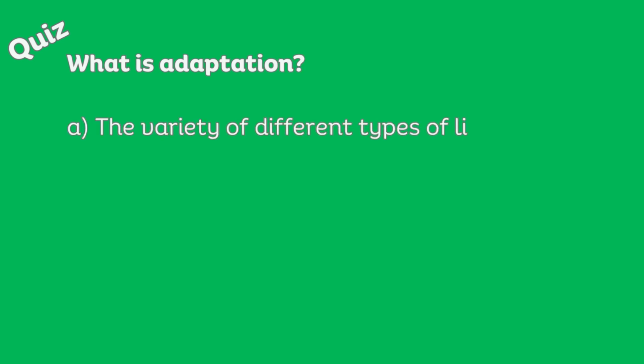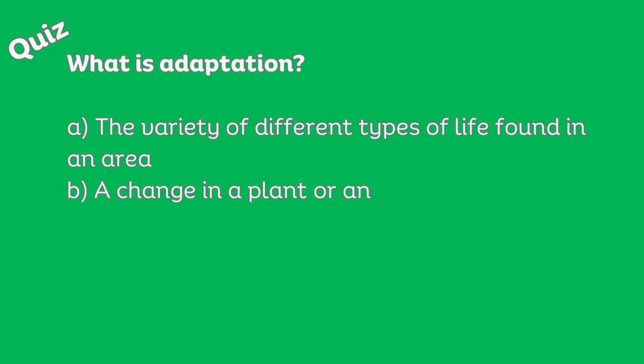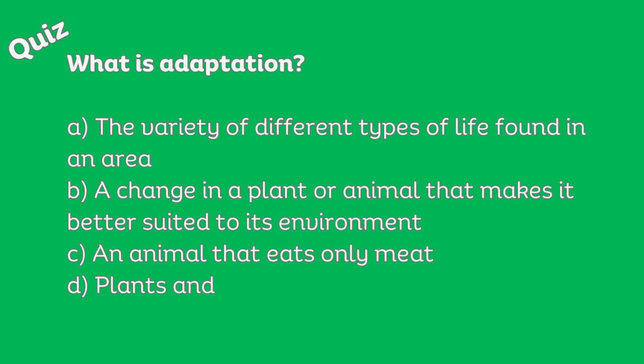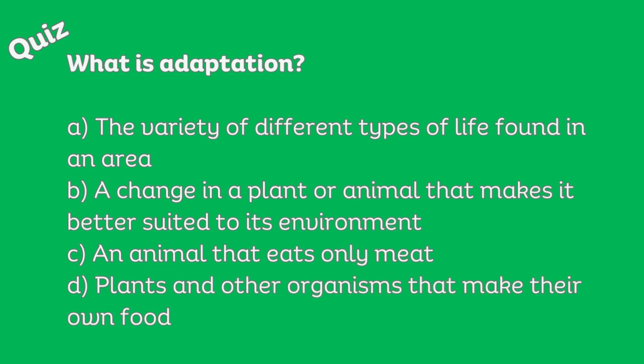What is adaptation? A. The variety of different types of life found in an area. B. A change in a plant or animal that makes it better suited to its environment. C. An animal that eats only meat. D. Plants and other organisms that make their own food.